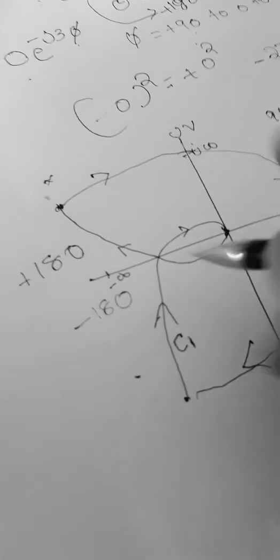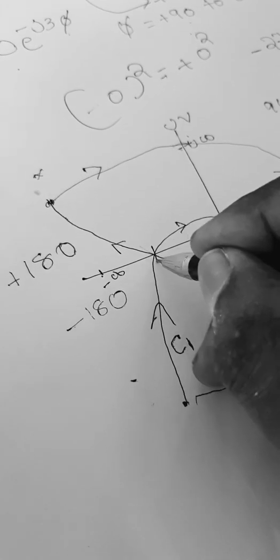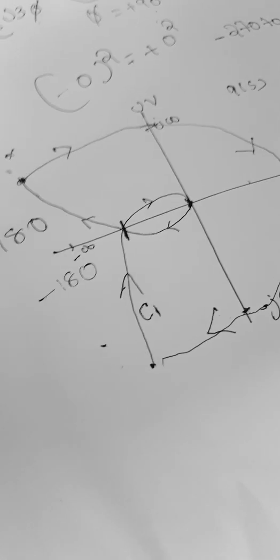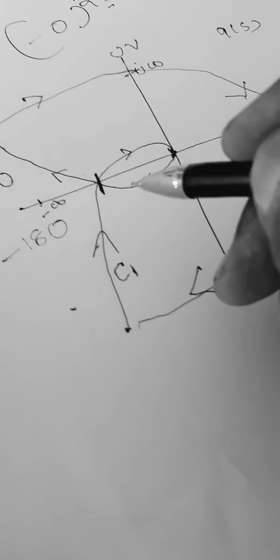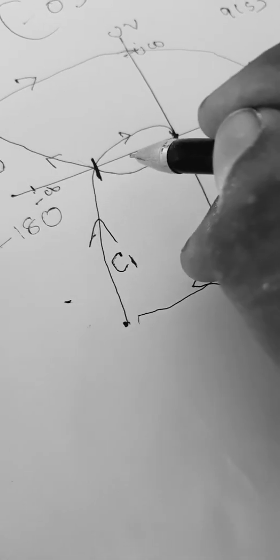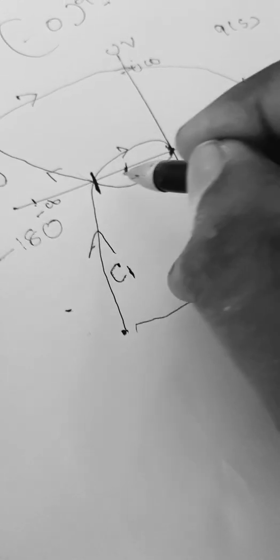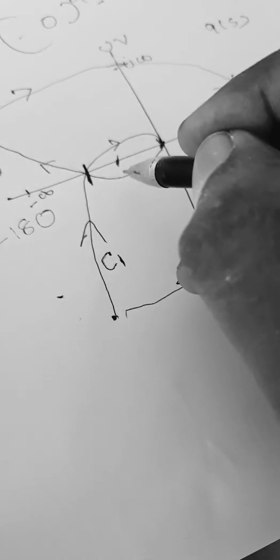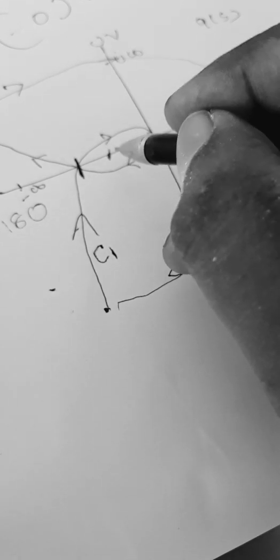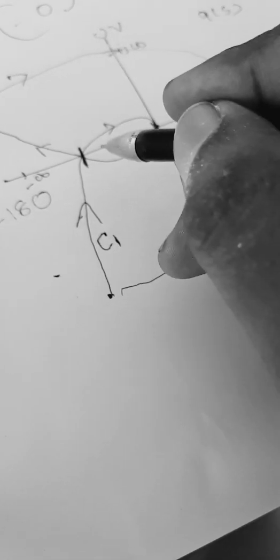Now we need to find this point. How can you find this point? The point of intersection of the Nyquist plot on the real axis. Then only we can see whether minus 1 plus j0 is within this circle. That you have to see.